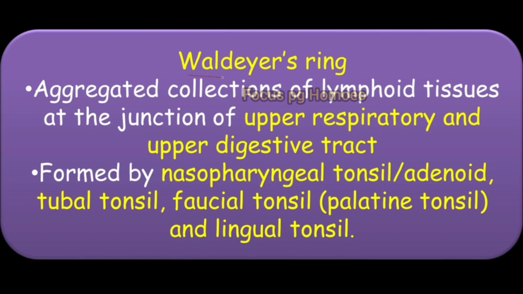Now comes Waldeyer ring. You might know this name. It is none other than the aggregation of lymphoid tissues between the upper respiratory tract and upper digestive tract. This Waldeyer ring is formed by the nasopharyngeal tonsil, which is also called adenoid, then the tubal tonsil, then the faucial tonsil, which is also called palatine tonsil, and finally the lingual tonsil. So this Waldeyer ring is made up of four different types of tonsils, forming a ring-like structure. Okay. So it is an aggregated collection of lymphoid tissues.